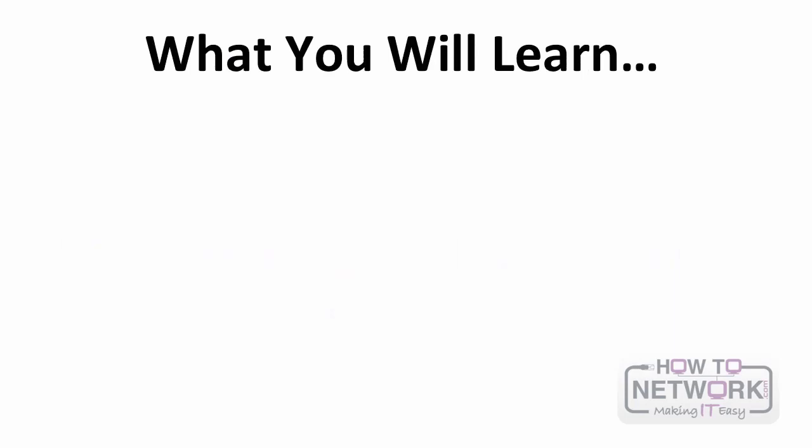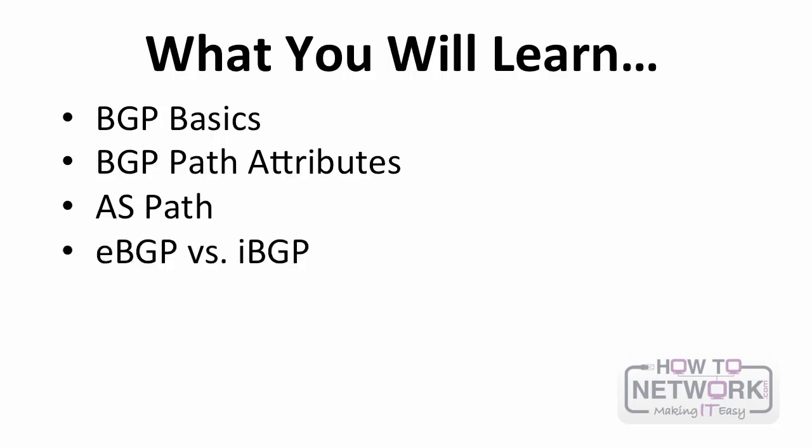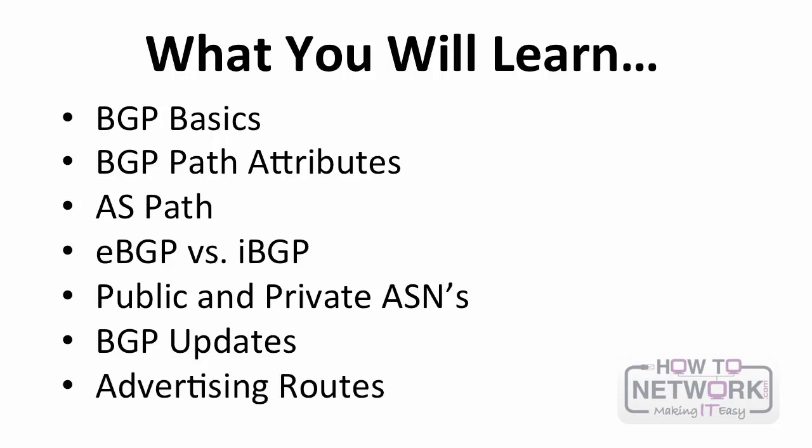So here's what you're going to learn. First, we're going to do a BGP quick overview, learn some of the basics of BGP. Then we're going to talk about BGP path attributes, which are key in decision making in BGP, specifically the AS path attribute. We'll focus in on that. Then we'll talk about eBGP versus iBGP and private versus public autonomous system numbers. And then we'll also discuss BGP updates: how routers share information, what information they share, and how they advertise those routes to one another. So let's go ahead and start with BGP basics.